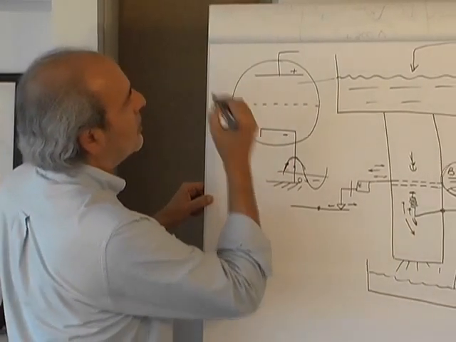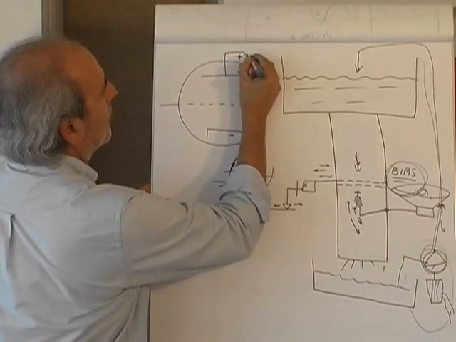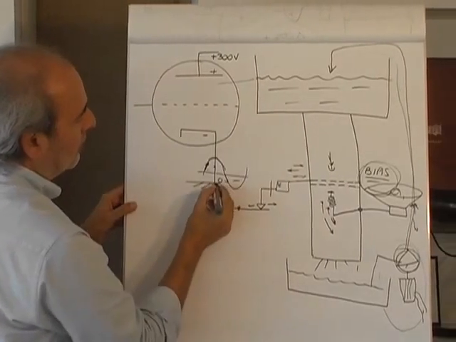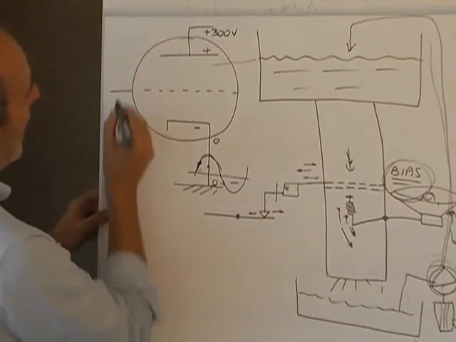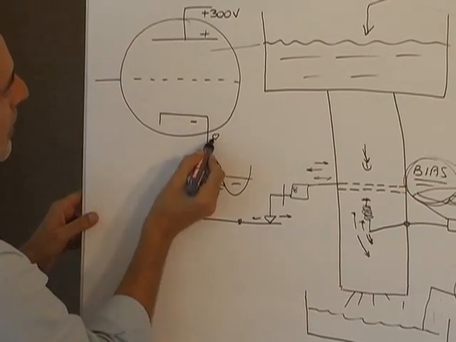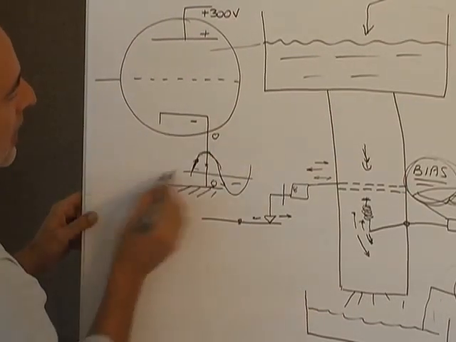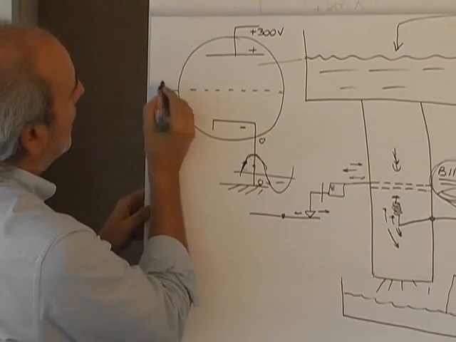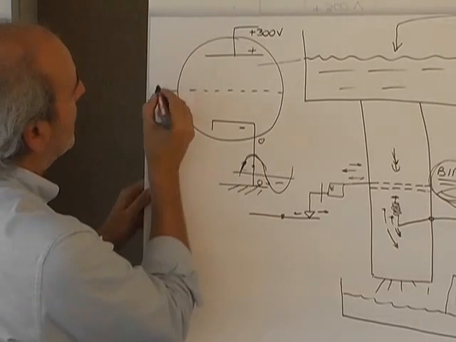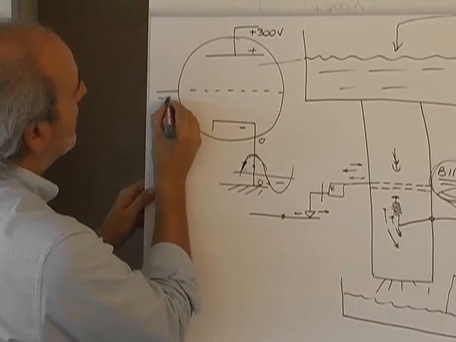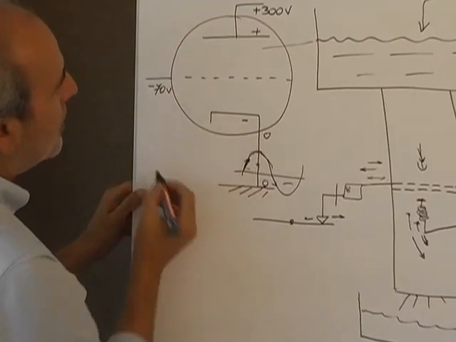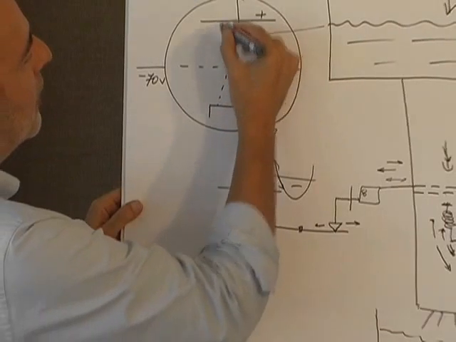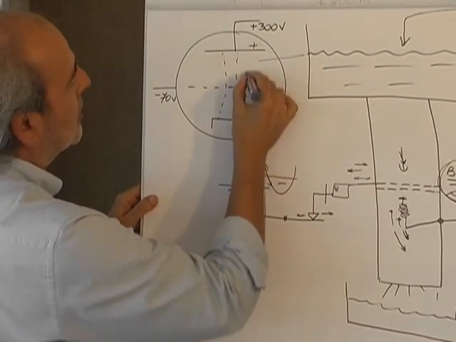When we re-establish the voltages, let's assume 300 volts at the anode, and the cathode is at zero, and the grid needs to be below the cathode's level. In this case, as the cathode is at zero, the voltage here needs to be negative. Let's assume we applied minus 70 volts to the grid. Under these conditions, as we explained for the diode, an electron flow will start here.